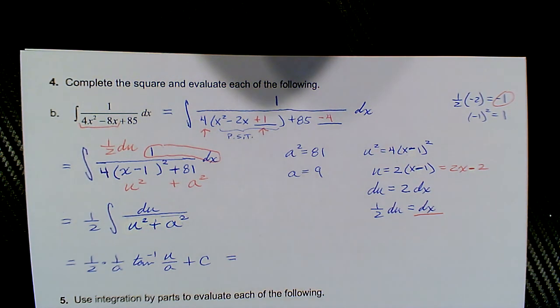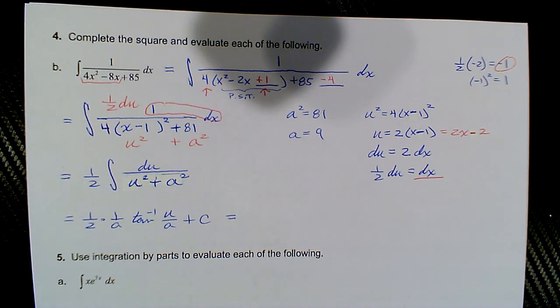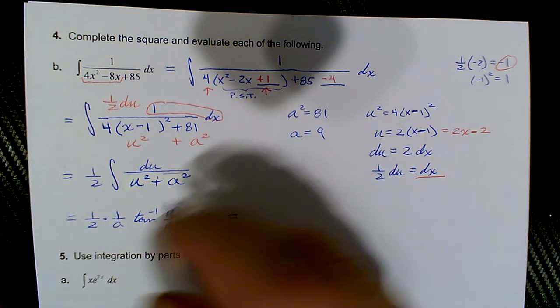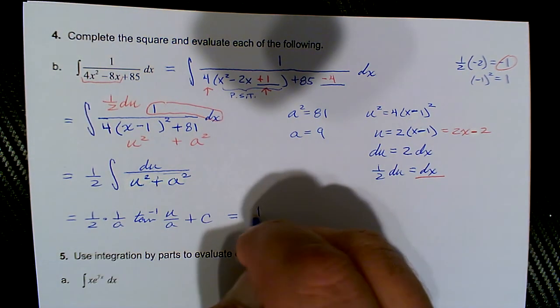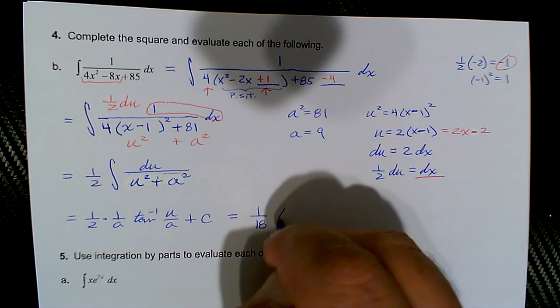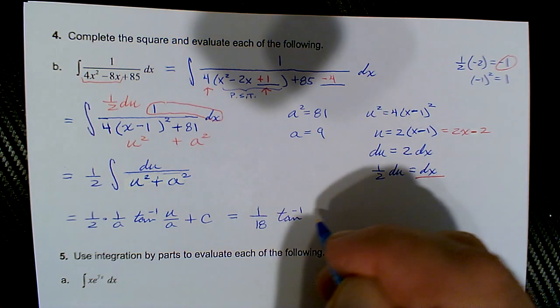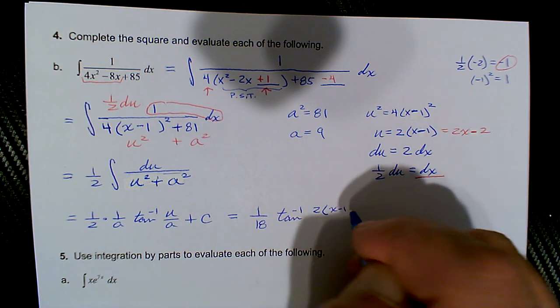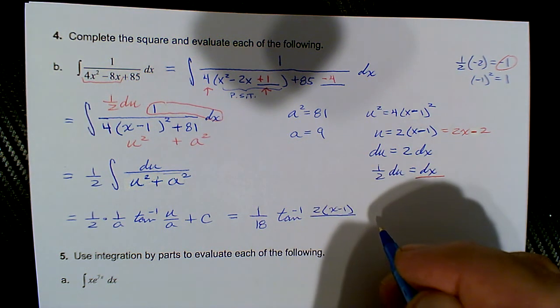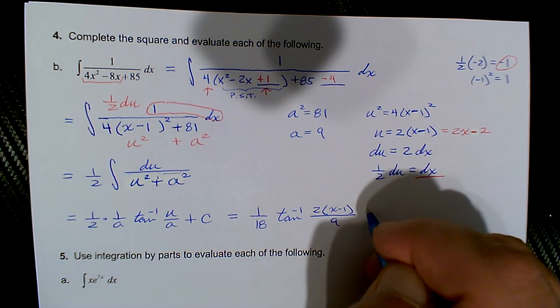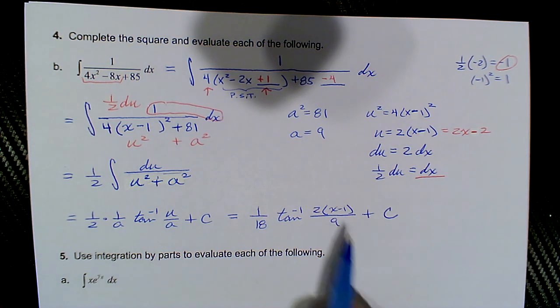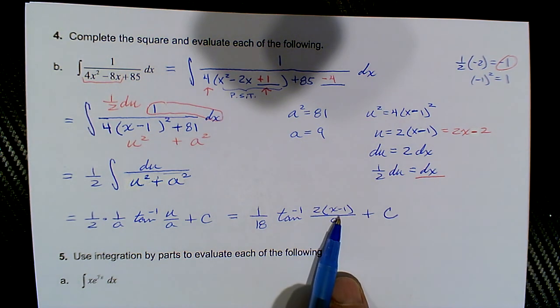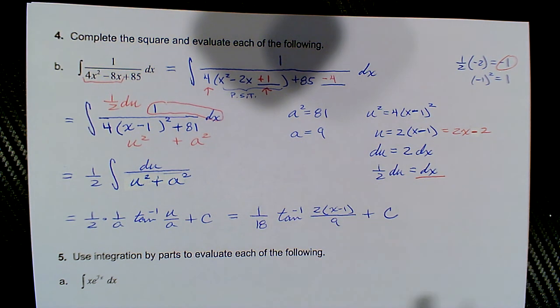I'll just finish off to the right here. A was 9, so 1/2 times 1/9, 1/18. And then we have the inverse tangent of u. I'm going to put back the quantity 2 times the binomial quantity x minus 1 over a, which is 9. Both are constant. But if you put back 2x minus 2 as the argument in the numerator of the inverse tangent there, that would be fine as well.